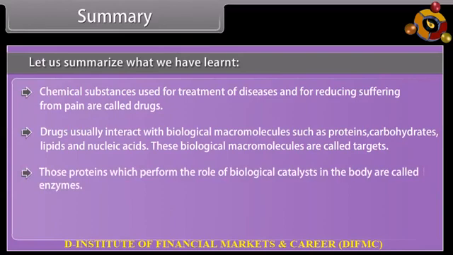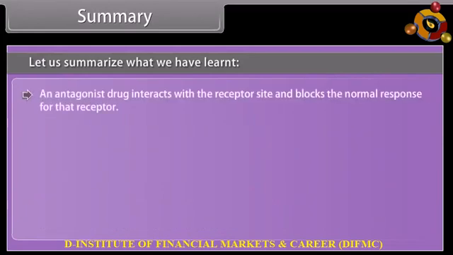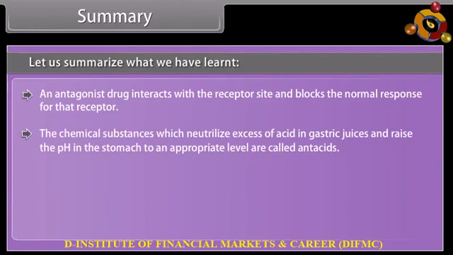Those proteins which perform the role of biological catalysts in the body are called enzymes. Receptors are proteins that recognize and respond to the body's own chemical messengers such as hormones and neurotransmitters. An antagonist drug interacts with the receptor site and blocks the normal response for that receptor. The chemical substances which neutralize excess acid in gastric juices and raise the pH in the stomach to an appropriate level are called antacids.